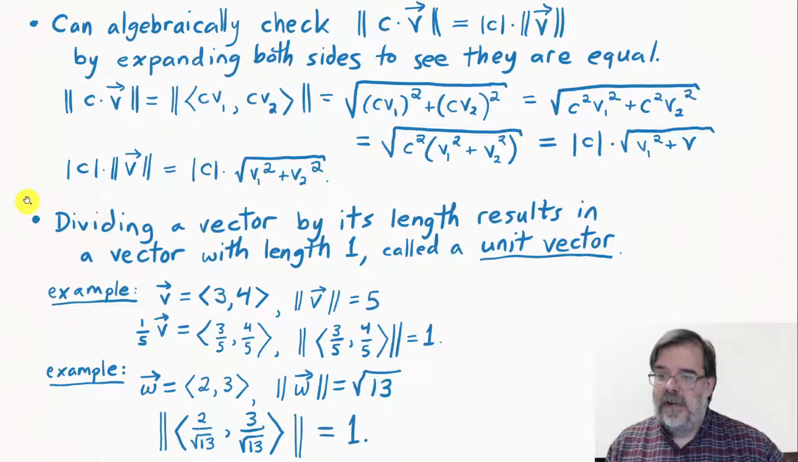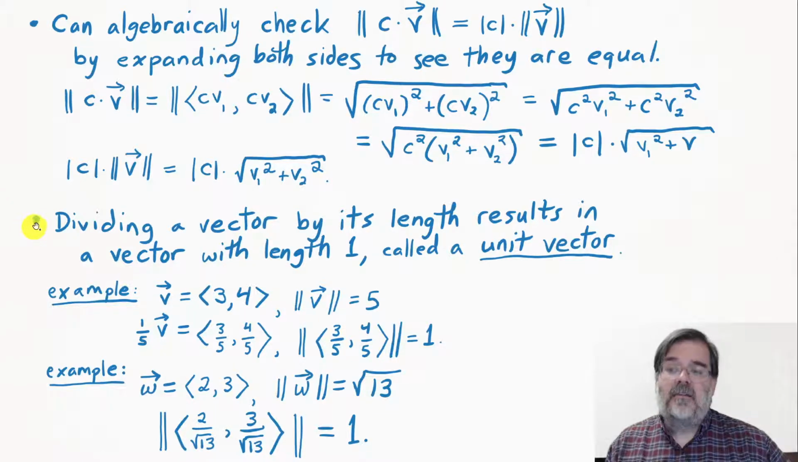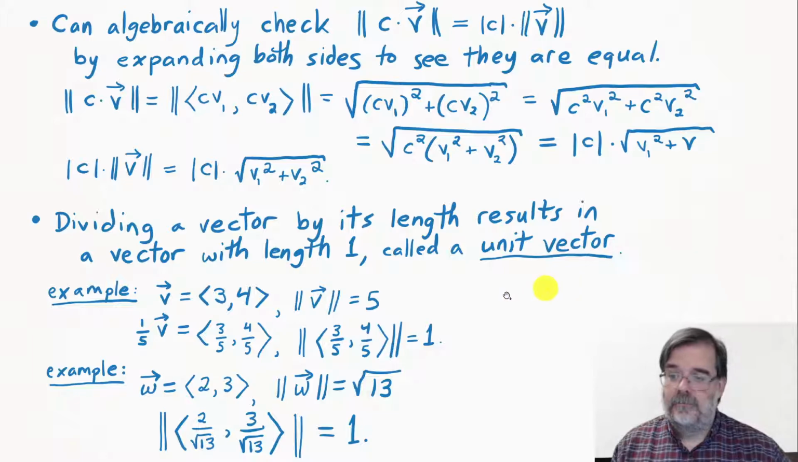Now, here's an interesting fact. This will turn out to be extremely useful later on in this video. If you take a vector and you divide the vector by its length, the result is going to be a vector with length 1, which is called a unit vector.